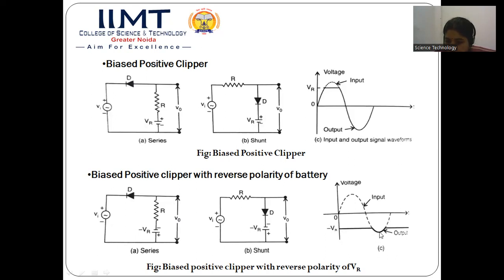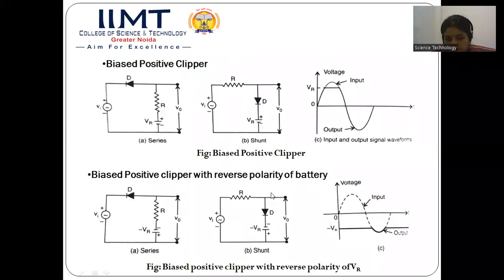So if we talk about the overall output of this circuit, we can observe that we will be getting the output only in this portion. The rest of the parts of the input waveform will get removed or clipped. The same output happens with this shunt biased positive clipper with the reverse polarity of the battery. So let us consider that.